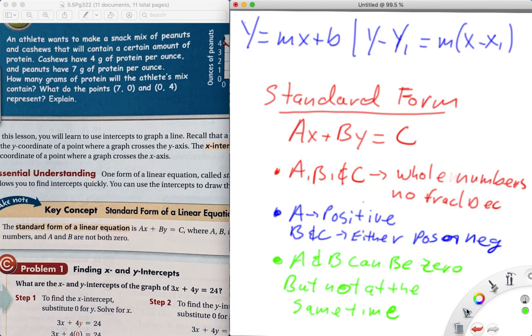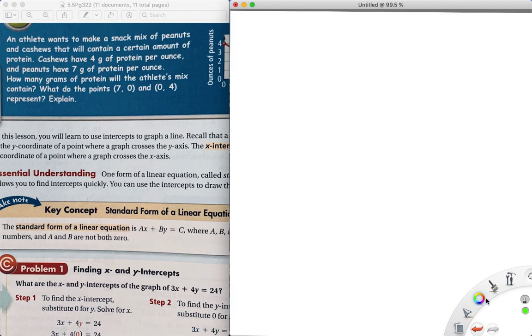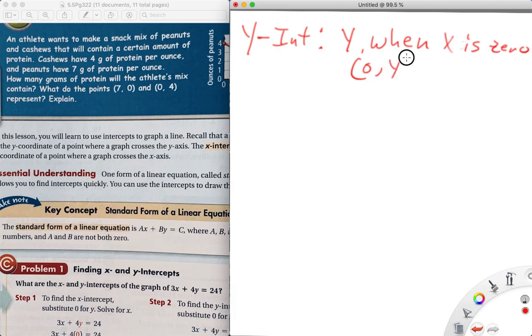They talk about x-intercept and y-intercept. So let's go back to what a y-intercept is first. Y-intercept is y when x is 0. y when x is 0. So it's usually in the form of 0, y. That's our ordered pair.